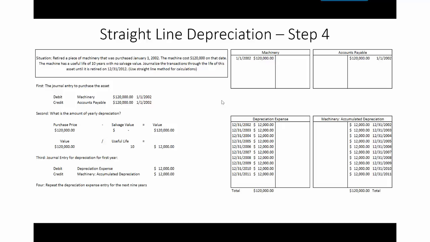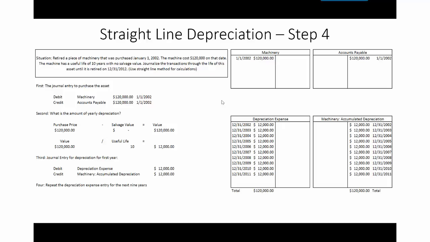Now, the important thing to remember also is that that $120,000 purchase price remains on the books, and the associated accumulated depreciation stays on the books for as long as you own that asset. So if we owned that piece of machinery for 20, 30, 40, 50 years, that original purchase price and all of that accumulated depreciation would just sit in the books. Therefore, if you were to look at a detailed balance sheet, oftentimes you will see assets and then there's an accumulated depreciation line.